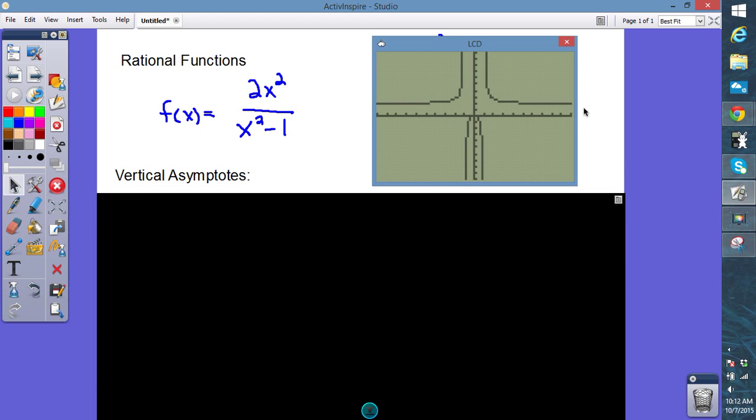This one's a very different looking function. It looks like I have 2 vertical asymptotes and 1 horizontal asymptote. So let's see how we came up with the graph of this.